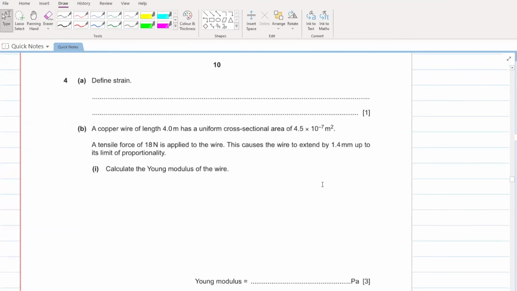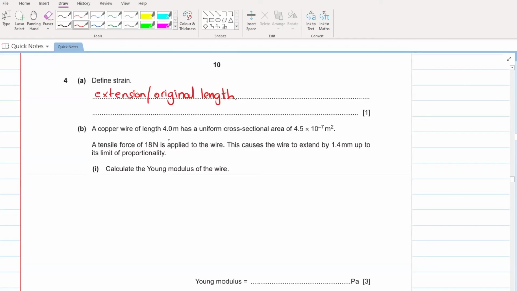Define strain. What is a strain? Extension over the original length. Extension divided by original length is your strain. Extension over original length is your strain.